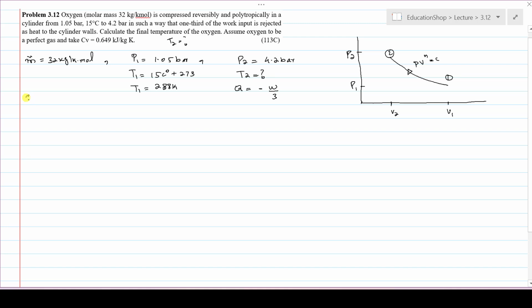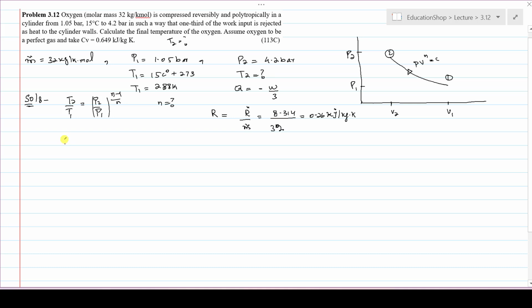Now let's come toward the solution. We are interested in finding the value of T2. T2 divided by T1 is equal to (P2 divided by P1) to the power (n minus 1) divided by n. But here the n value is not given. First we will calculate that and put it in this equation to find T2. The gas constant R is the universal gas constant divided by the molar mass. For oxygen we need to calculate the specific gas constant. R universal is 8.314 divided by the molar mass, which is 32. After solving this you get the gas constant value, 0.26 kJ per kg Kelvin.